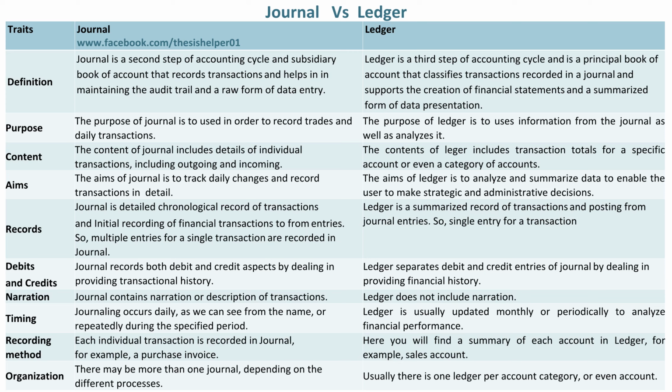Whereas, ledger is the third step of the accounting cycle and is a principal book of account that classifies transactions recorded in a journal and supports the creation of financial statements and a summarized form of data presentation.